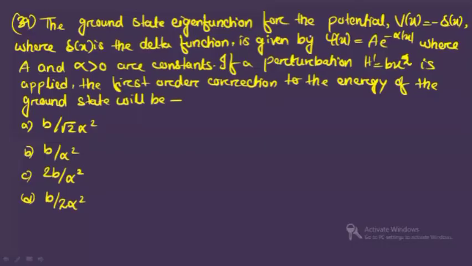Clear? Here it says the ground state eigenfunction for the potential V(x) is equal to minus delta(x). Delta is the delta function. Eigenfunction for the ground state is A e to the power minus alpha x. A and alpha are constants. Alpha is greater than 0. Perturbation H prime is what? B x square. You have to calculate the first order correction to the energy of the ground state. That means you have to calculate E0 1, first order correction to the ground state. Clear? We will see the formula later on.